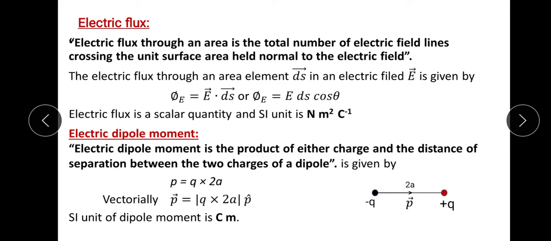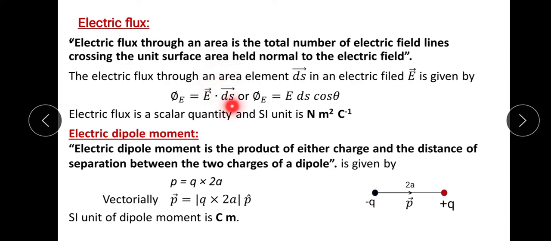Next, electric flux. What is electric flux? Electric flux through an area is the total number of electric field lines crossing the unit surface area held normal to the electric field. So this is the definition for electric flux. So remember the equation and SI unit also. So what is the equation for electric flux? Electric flux is given by E dot ds, where E and ds are the electric field and area vector respectively. So the dot product of electric field and area vector is the electric flux.